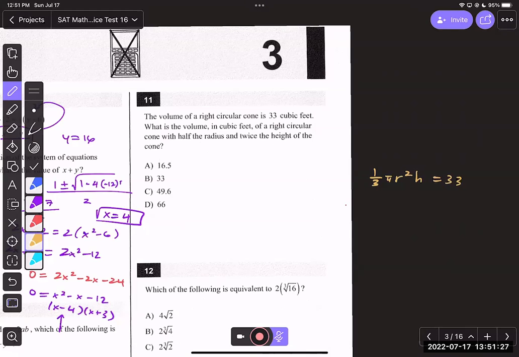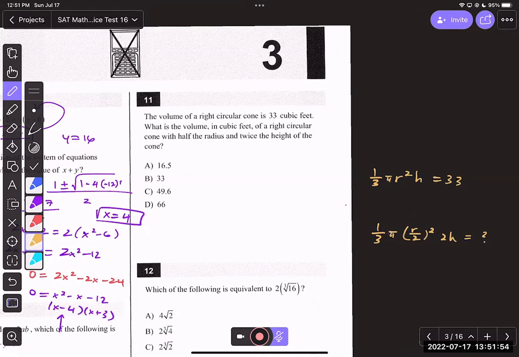Okay, so now the new radius is half of the original one, right? So instead of plugging in r, I'm going to plug in r over 2. Does that make sense? So now the question is, what is 1/3 pi times r over 2 squared? And then the height is double the original one, so I'm going to put in 2h here, right? So now the question is, what is this equal to? Does that make sense?